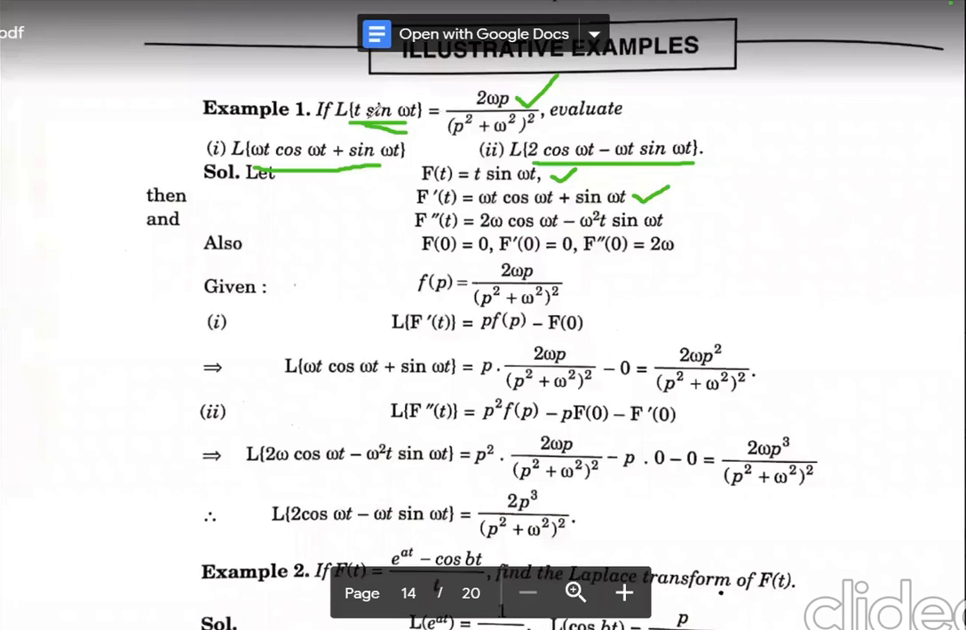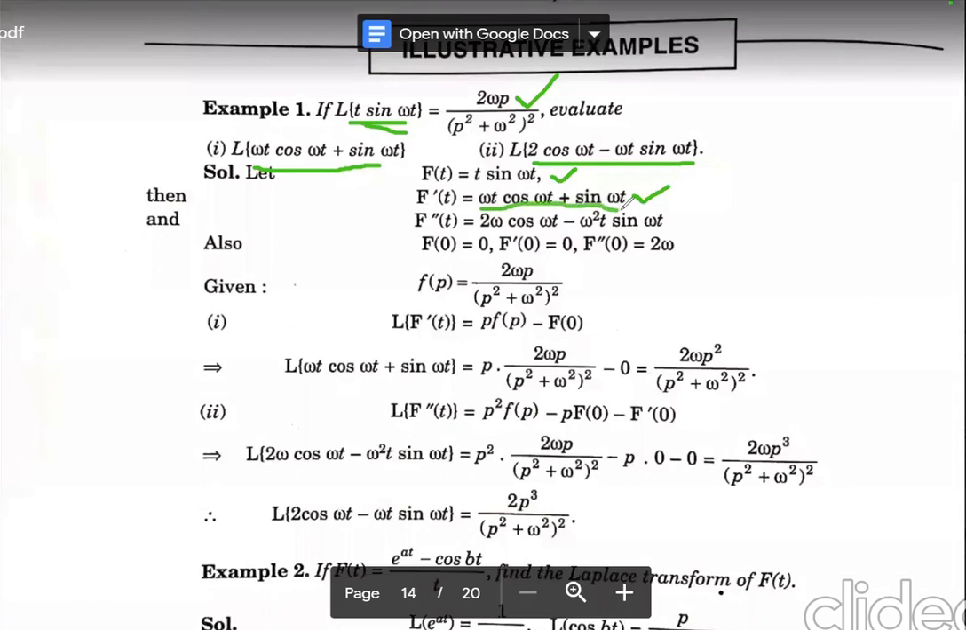So this is your problem. That is your t sine omega t. So consider this one as f of t. I have considered f of t equal to t sine omega t. Then you find the first order derivative. So the first order derivative is this one.